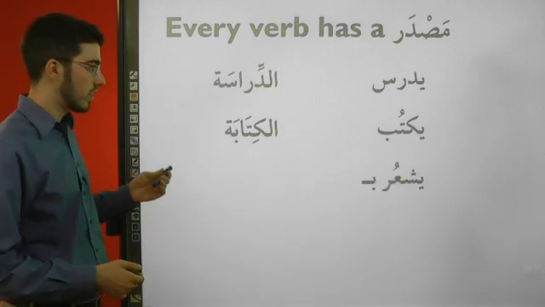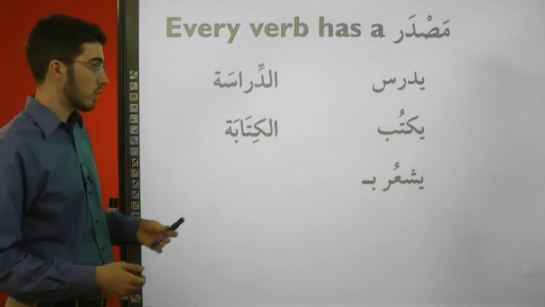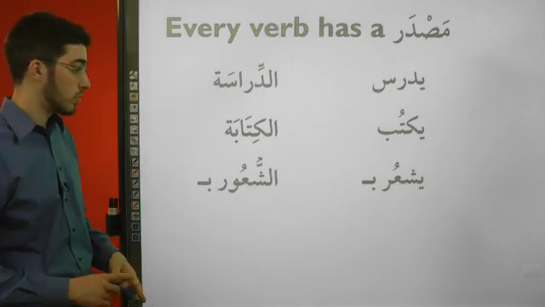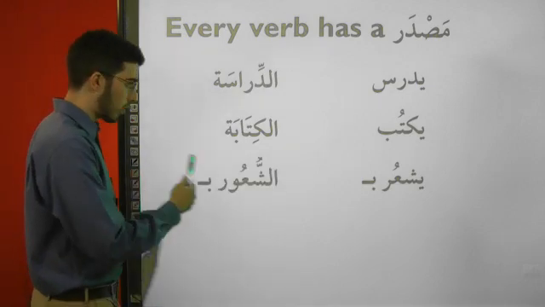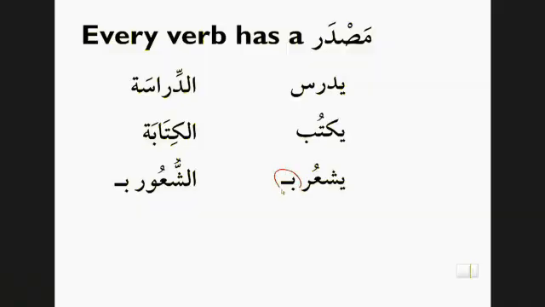And so, for example, here, yash'uru bi doesn't go to ash-shi'ara, it goes to ash-shu'ur. And we put the particle with both. If it's a typical particle you're going to use with the verb, you'll see it also used with the masdar. So يشعر بكذا, يشعر بالبرد, he feels cold. I'm going to say الشعور بالبرد, feeling cold.